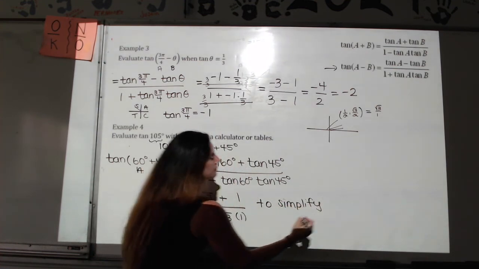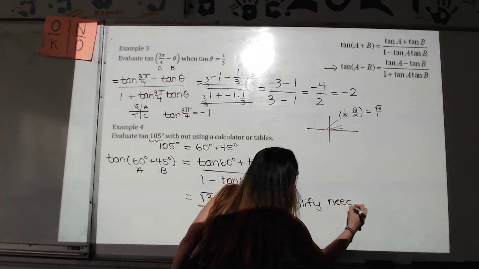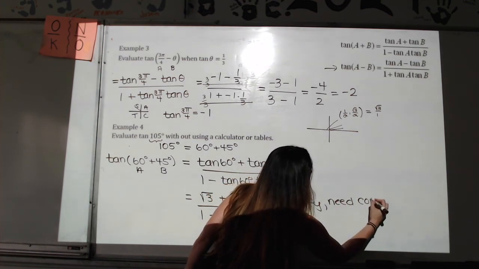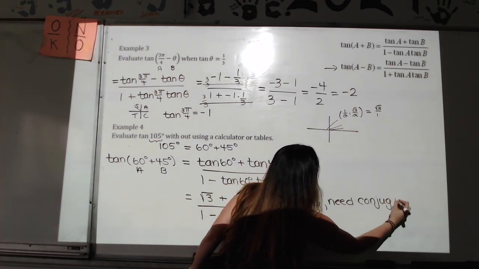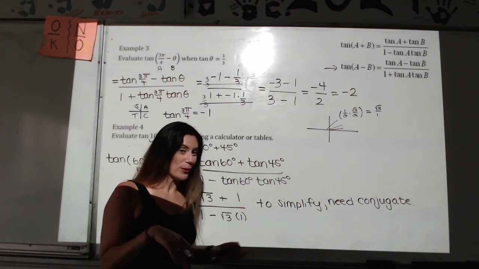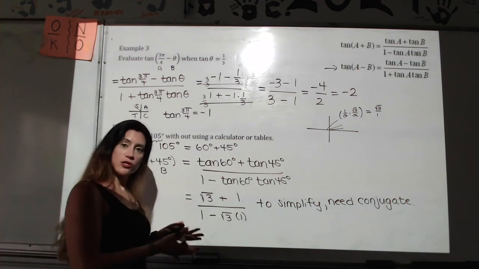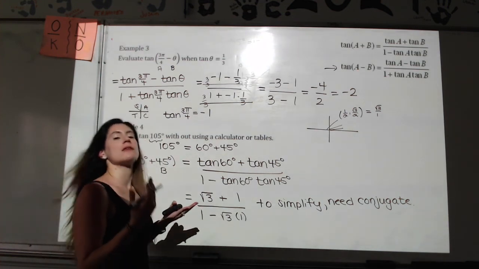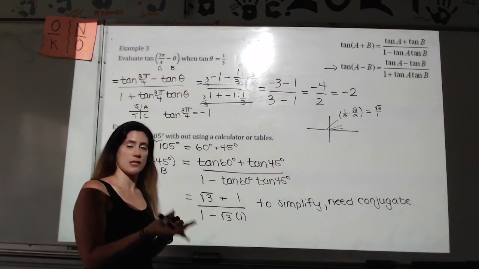So to simplify, you would need the conjugate. And if we have time in class, we'll go ahead and go over that when we go over homework problems. So these are just a few examples where you're using the tangent of two things added or two things subtracted.